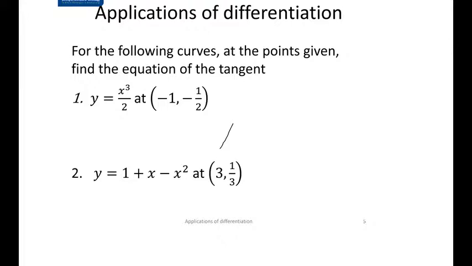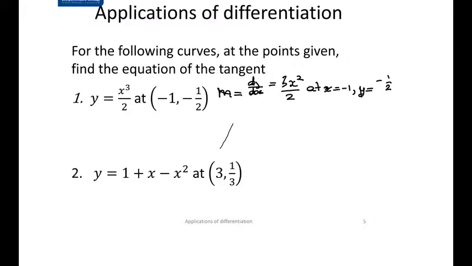What we first need to do is find m. So m is the derivative at that point, so we need to find dy by dx, and the derivative of that is going to be 3x squared over 2, and we're going to find that at x equals negative 1. Well, we haven't got y either, so we need to find y as well. So we substitute in negative 1, and we find that y is equal to negative 1/2. They tell us that.